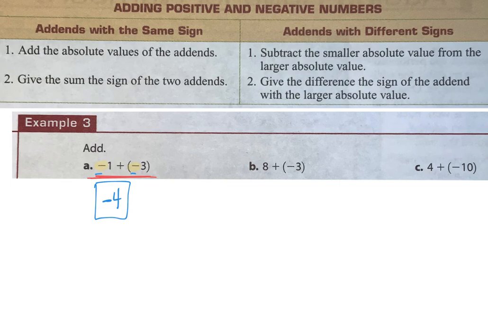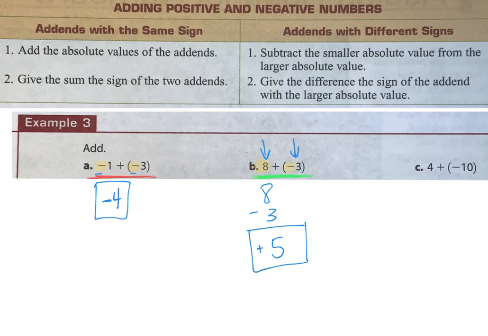So look at the next one. We have a positive 8 and a negative 3. Those very definitely have different signs. Remember, if there's nothing in front of it, it's positive, and I'm adding it to a negative, right? These are different signs. So for right now, I'm going to ignore it. I'm just going to subtract the smaller from the larger, right? What is 8 minus 3? 5. And then I'm going to go back and say, well, which one of these was the bigger absolute value? The 8 or the 3? 8. Is that one positive or is it negative? Positive. So my answer is positive.